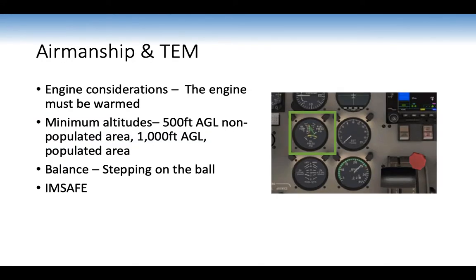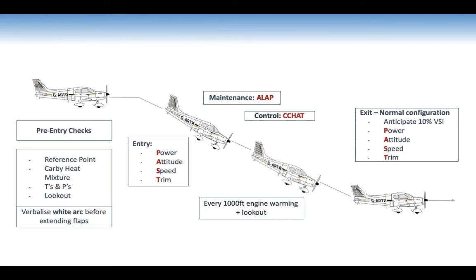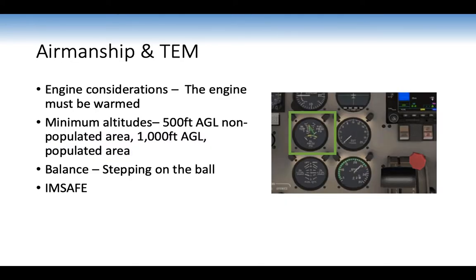And then exit is done using A-PASS. So anticipate 10%, so about 3050 feet if you're leveling off at 3000 feet. Power 2500 RPM, attitude one third ground, two thirds sky, speed 105 knots for the Warrior, and trim. And every time you're exiting towards the normal configuration. So engine considerations: the engine must be warm due to spark plug fouling and the high airflow as well, which can cool the engine.